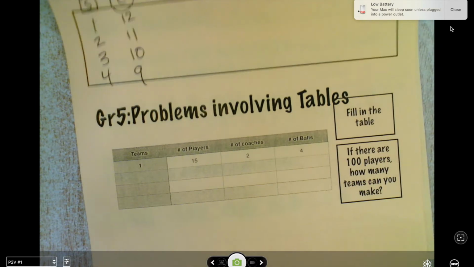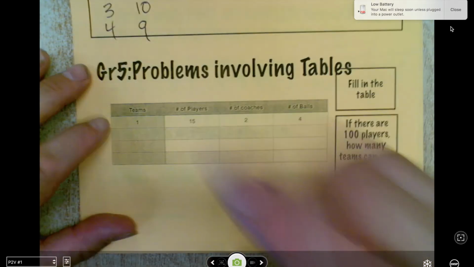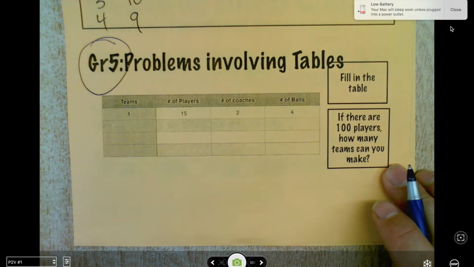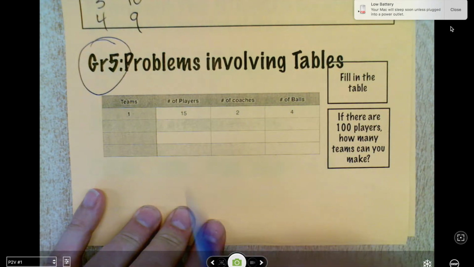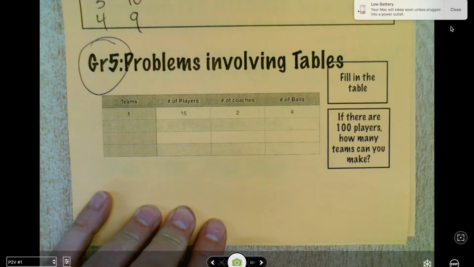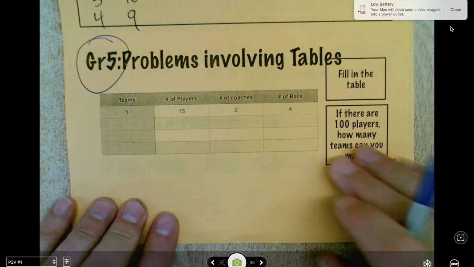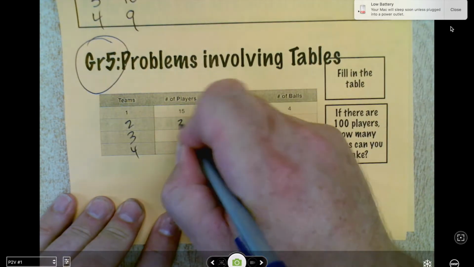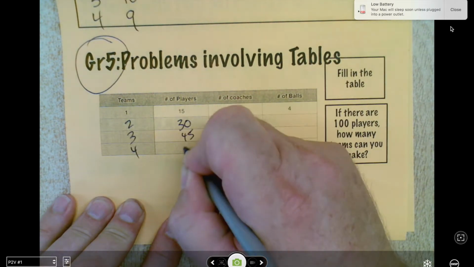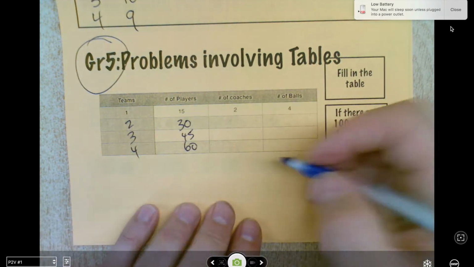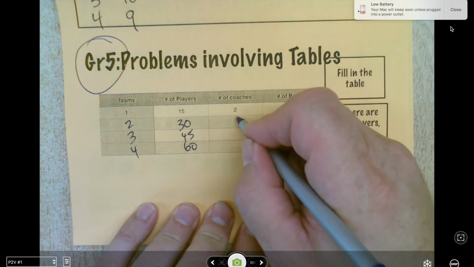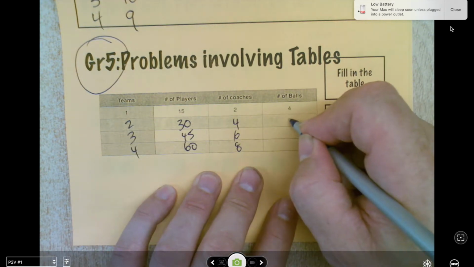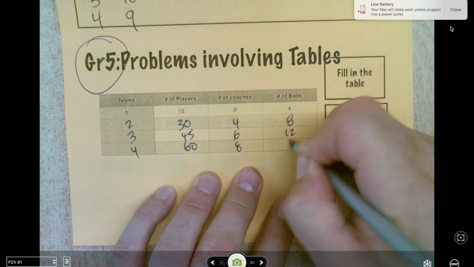Okay. Now our last grade 5 problem. Again, very similar to the recipe problem. They're going to ask you to fill in a table. One team needs 15 players, 2 coaches, and 4 soccer balls. So 2 teams, 3 teams, 4 teams: 15, 30, 45, 60, because that's counting by 15s. This is 2, 4, 6, 8. And number of balls is 4, 8, 12, and 16.